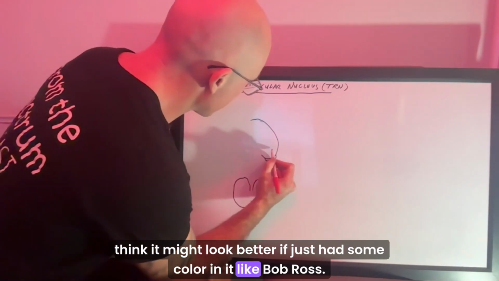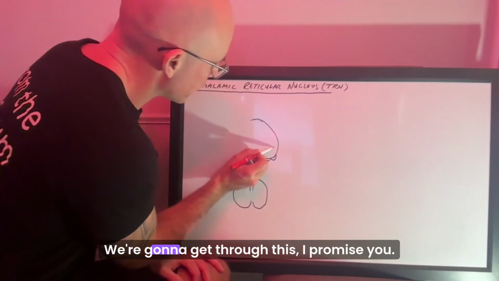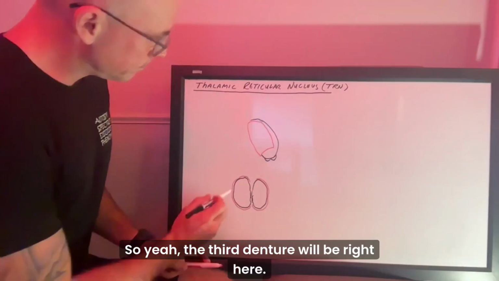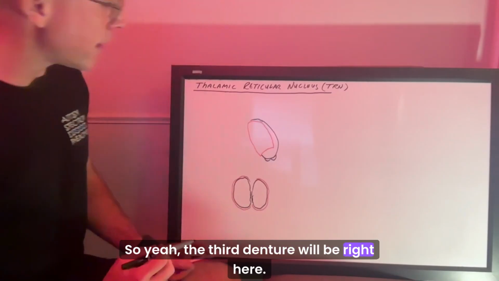some color in it, like Bob Ross. Let's just do it. We're going to get through this, I promise you. See, just basically like this. So, yeah, like the third ventricle will be right here.